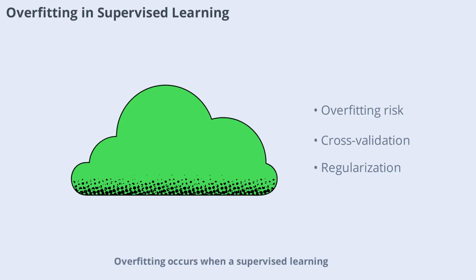Overfitting occurs when a supervised learning model learns the training data too well, including noise and irrelevant details. This can hurt its performance on new data. Techniques like cross-validation and regularization help prevent overfitting, ensuring the model generalizes well to unseen examples.